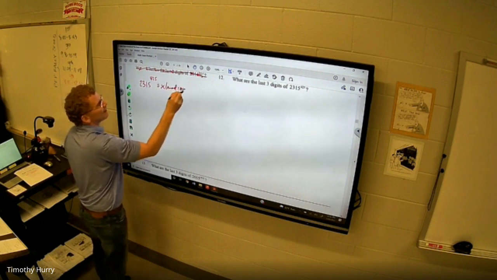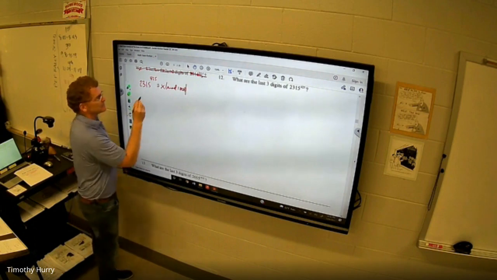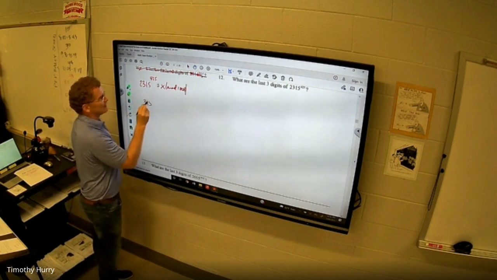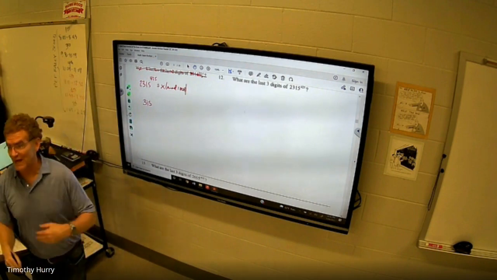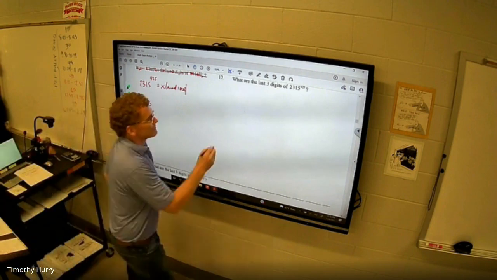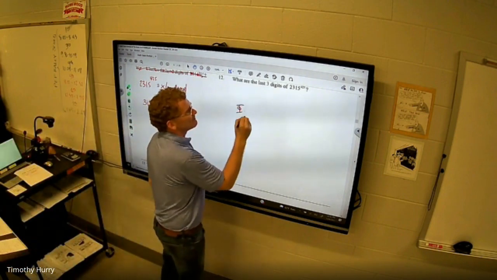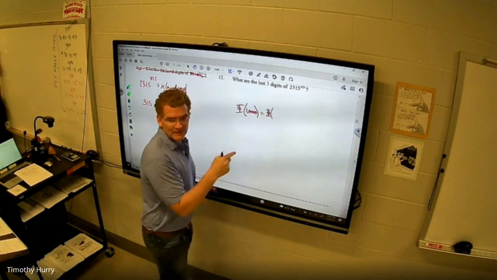Mod 1,000. So I can divide that by 1,000, which will leave me a remainder of 315. And I can divide that by a phi of 1,000, which we happen to know was 400. But if we didn't know that, remember now we have a plan, right? Phi of 1,000. 1,000 is the same thing as what?